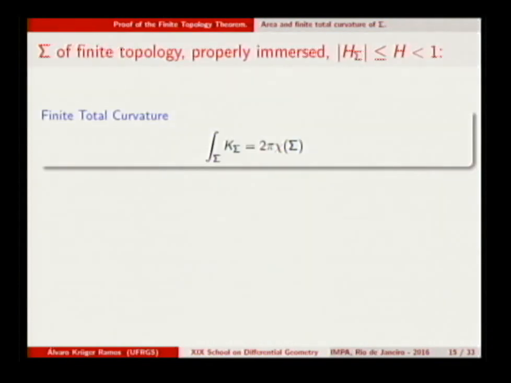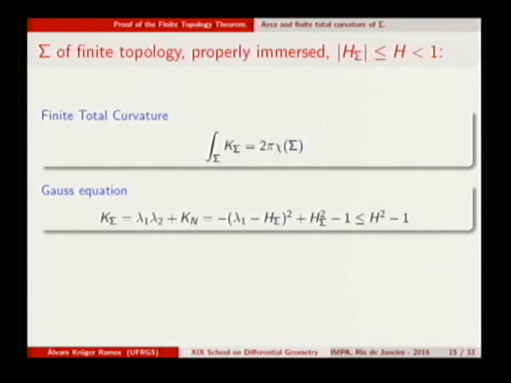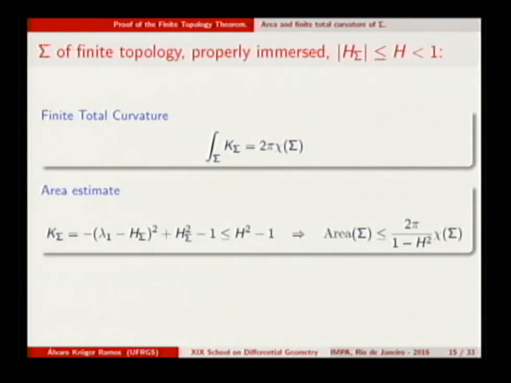And to obtain the claimed estimate on the total area, you just use the Gauss equation. You know that you have finite total curvature, and you use the Gauss equation. So you know that the sectional curvature is less than h squared minus 1. Remember, we are still not assuming that h is constant. For now, h is just a function. And so you just integrate this inequality here, and you obtain the area estimate in terms of the Euler characteristic of sigma.